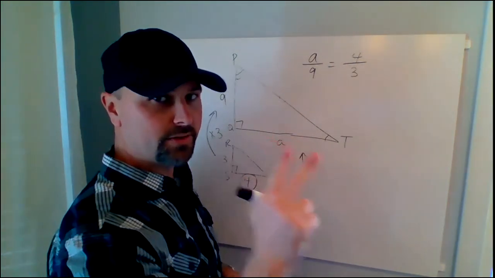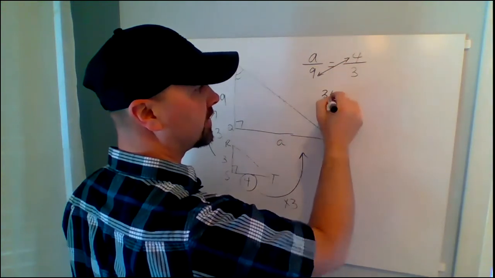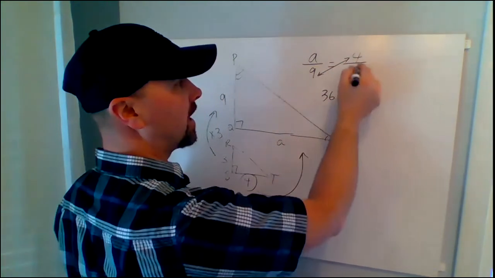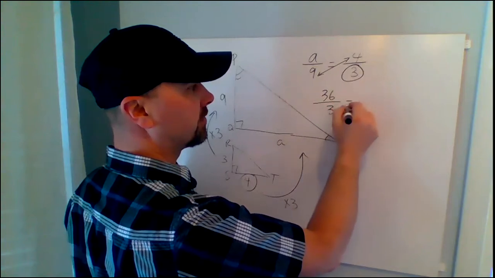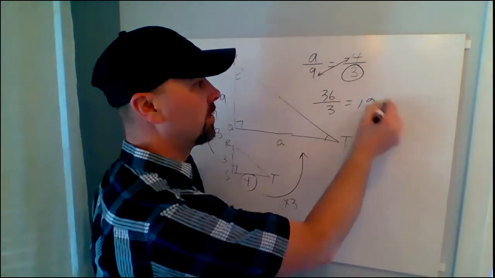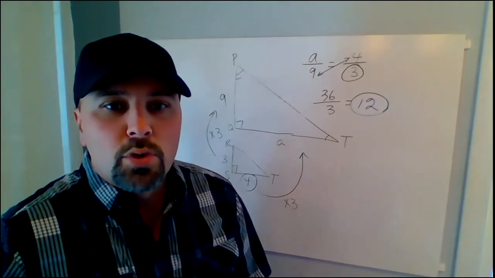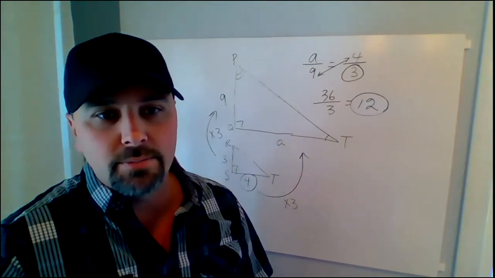Cross multiply, divide. 9 times 4 is 36. Divide by the number that's left. 36 divided by 3 is 12. All right, so it works. As long as you set the proportion up correctly, it's going to work every time.